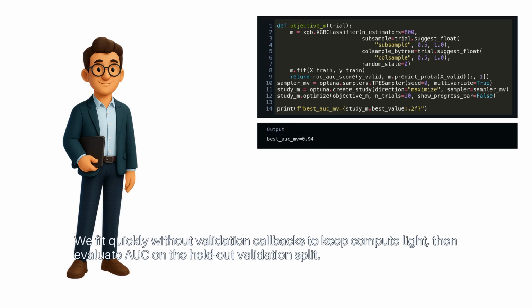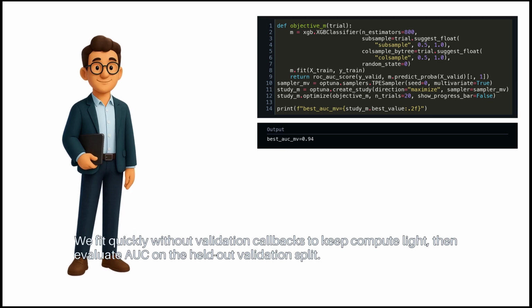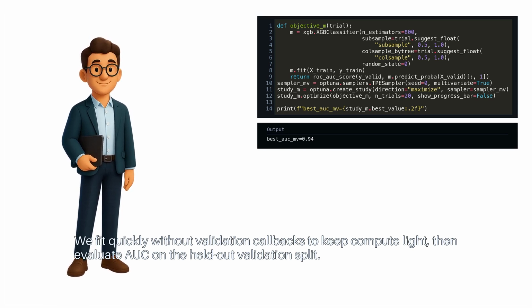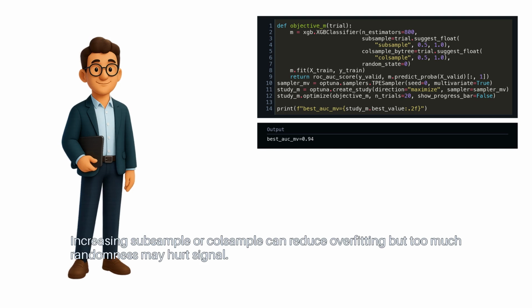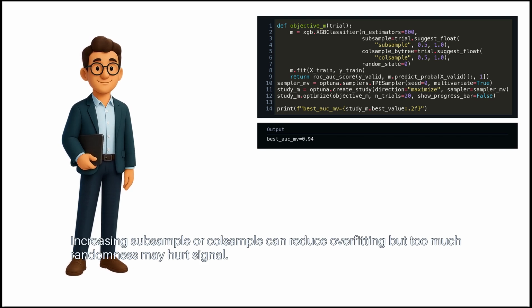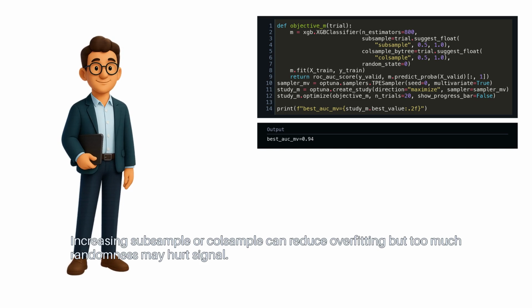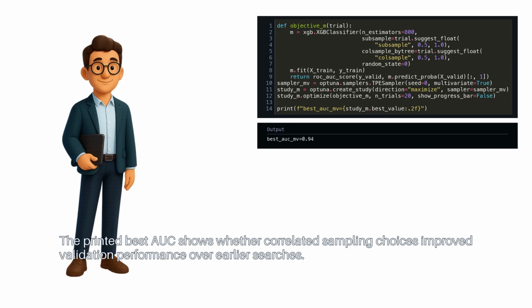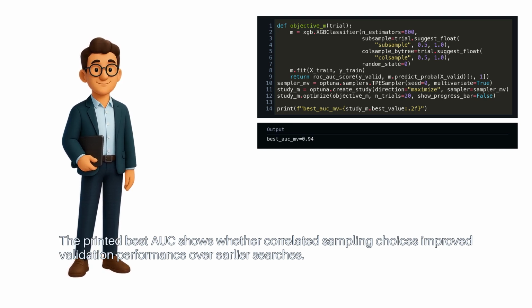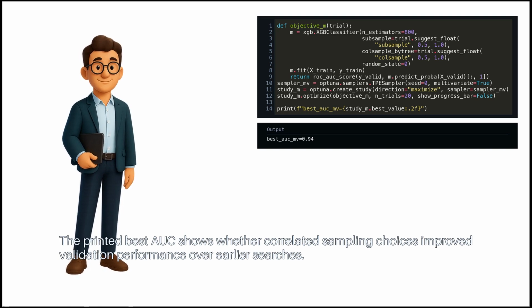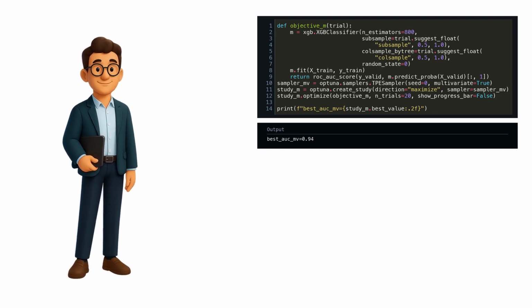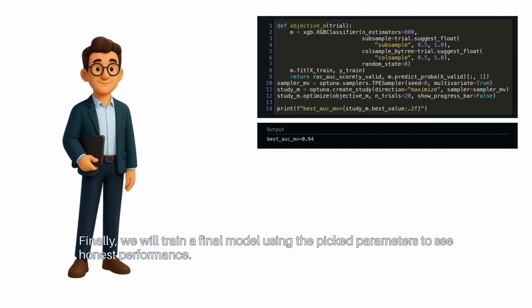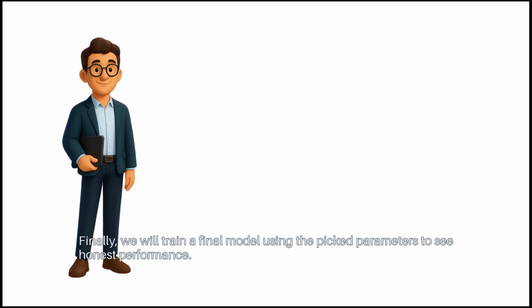We fit quickly without validation callbacks to keep compute light. Then evaluate AUC on the held-out validation split. Increasing subsample or colsample can reduce overfitting, but too much randomness may hurt signal. The printed best AUC shows whether correlated sampling choices improved validation performance over earlier searches. Finally, we will train a final model using the picked parameters to see honest performance.